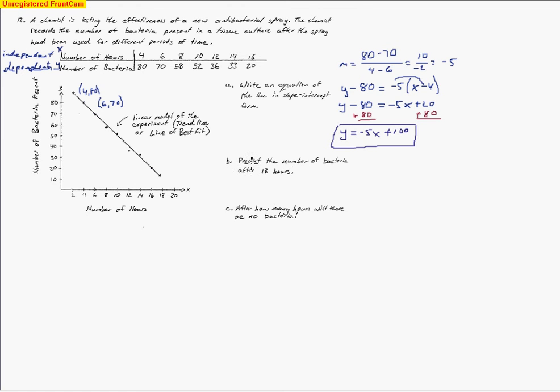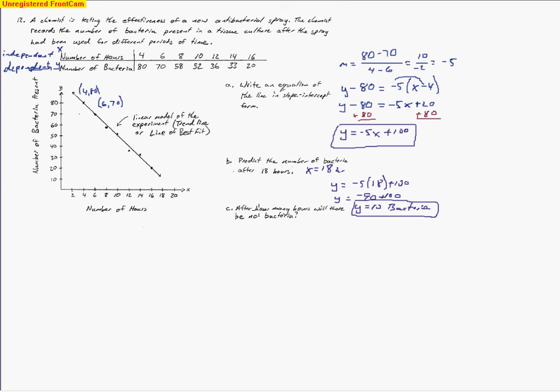Now it says to predict the amount of bacteria after 18 hours. So I know x is hours, so I'm going to put 18 in place of x. And then it'll give me y, which is the amount of bacteria. So negative 5 times 18 plus 100. Well, negative 5 times 18 gives me negative 90, and when I add 100 to that, that gives me 10. So 10 bacteria was how many we counted after 18 hours of the spray being on.